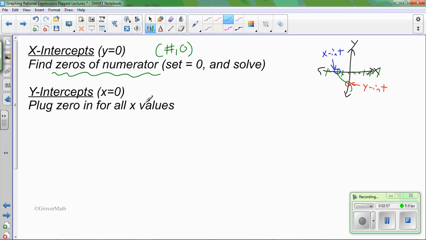And we've already done this in a previous chapter when we did rational expression inequalities: you factor and solve the numerator. That gets you roots. Those are your x-intercepts, because roots are where you cross the x-axis. So that's really not new.